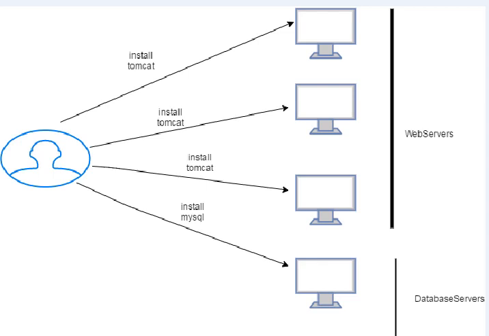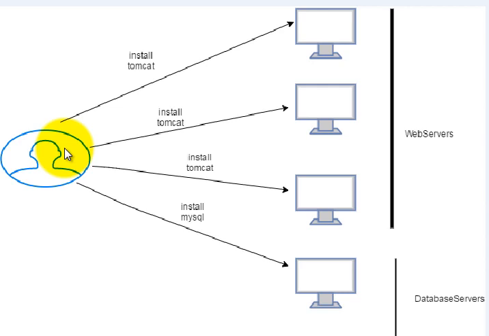We have a user or an admin, and the admin is maintaining 4 servers. The 3 servers on the top are web servers, and one of the servers is a database. So if an admin wants to install Tomcat, then the admin will have to install Tomcat on server 1, then install Tomcat on server 2, and install Tomcat on server 3, and then install MySQL on the database server.